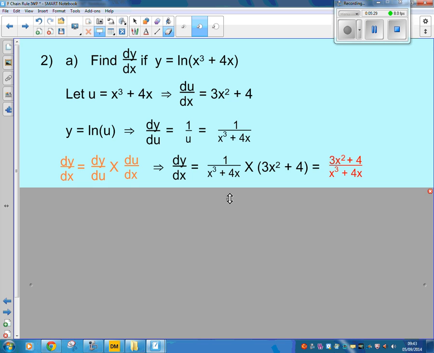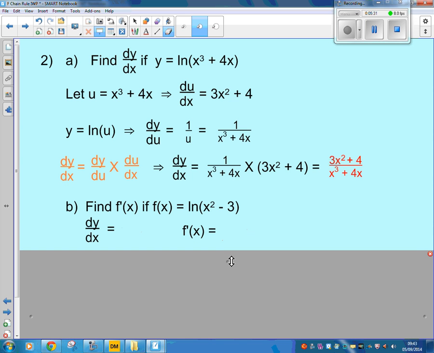So it's very quick indeed. Let's do it this way really fast. So you've got f of x is equal to ln of (x squared minus 3), differentiate it. So you would differentiate and you would say 2x over x squared minus 3.